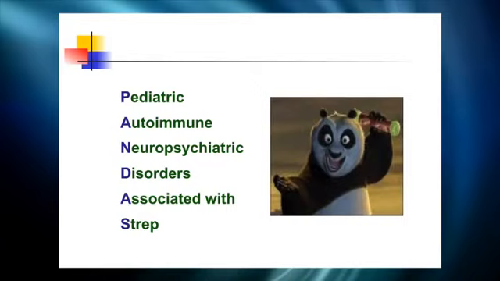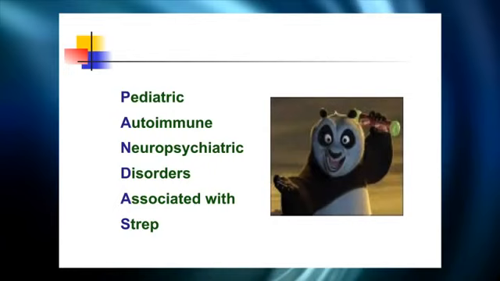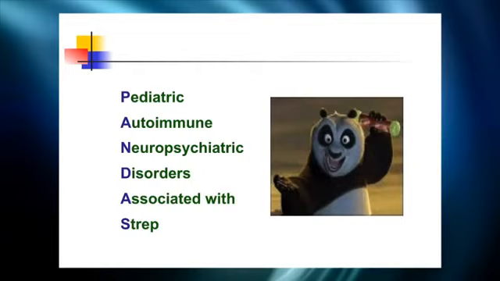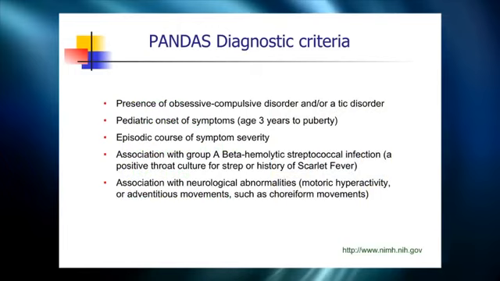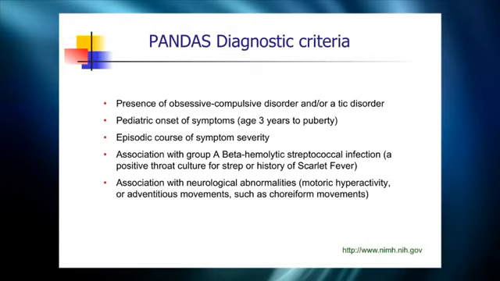So how many of you have heard of PANDAs? Pediatric autoimmune neuropsychiatric disorders associated with strep. This distinction of PANDAs has been around probably for about 20 years. Basically it refers to strep-induced OCD, or OCD that is related to strep infection. The criteria for this are the presence of an OCD. PANDAs has also been applied to a number of additional disorders, most commonly tic disorders, but also eating disorders and even a broader range than that.